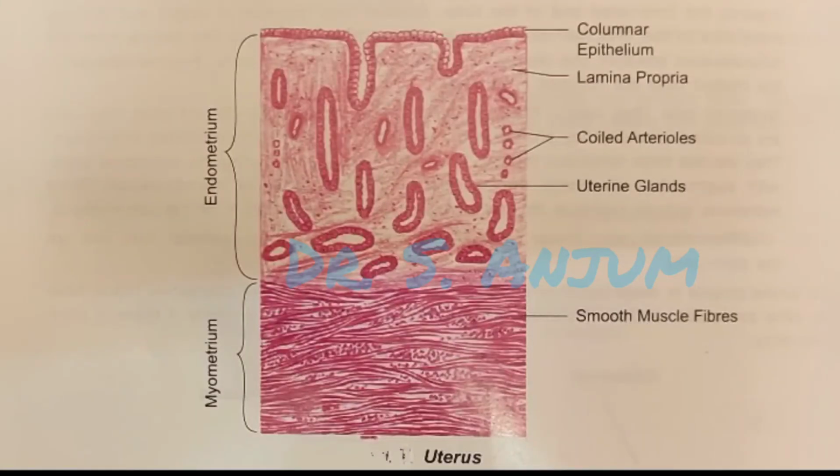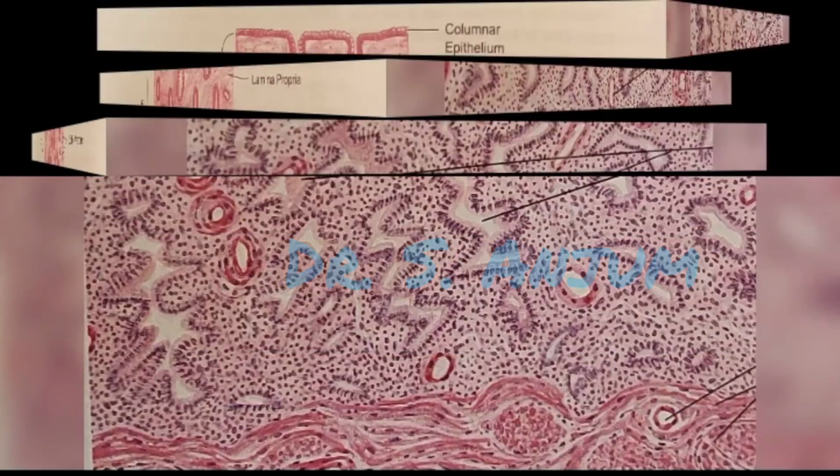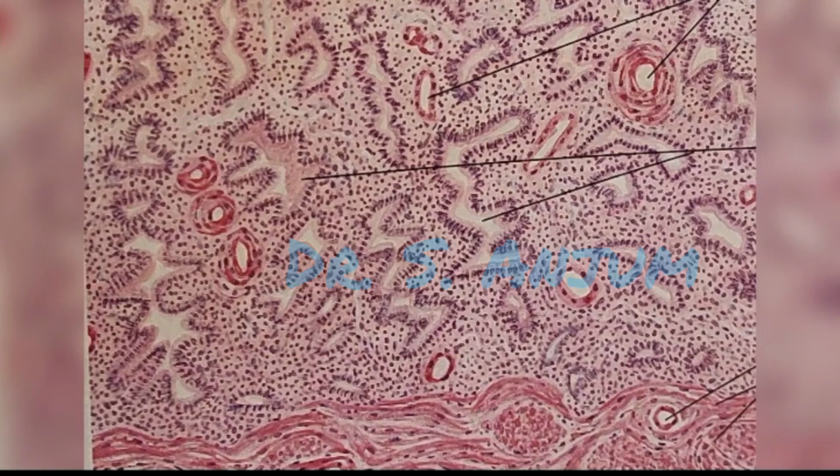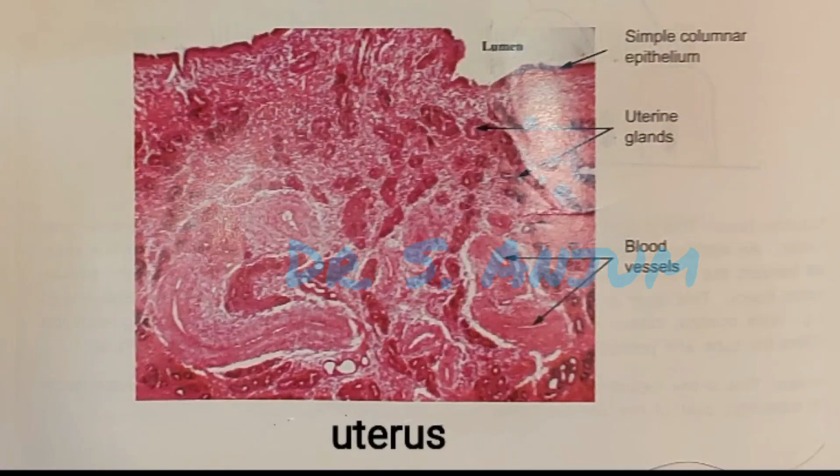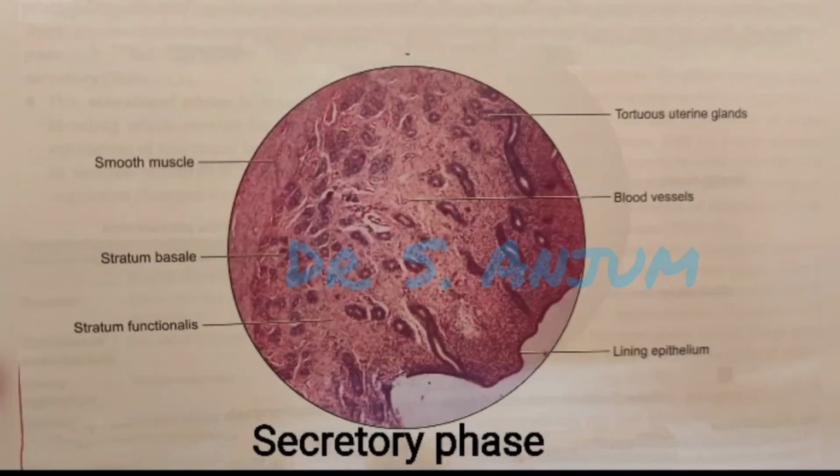The uterine cycle is arbitrarily considered to be 28 days in length. The first 4 days is called the menstrual phase. The 4th to the 14th day is called the proliferative phase. Around the 14th day ovulation occurs, and after ovulation secretory phase starts, which extends from 14 to 28 days. The thickness of endometrium is about 2 to 3 millimeter in proliferative phase, while in secretory phase the thickness of endometrium is around 6 mm.